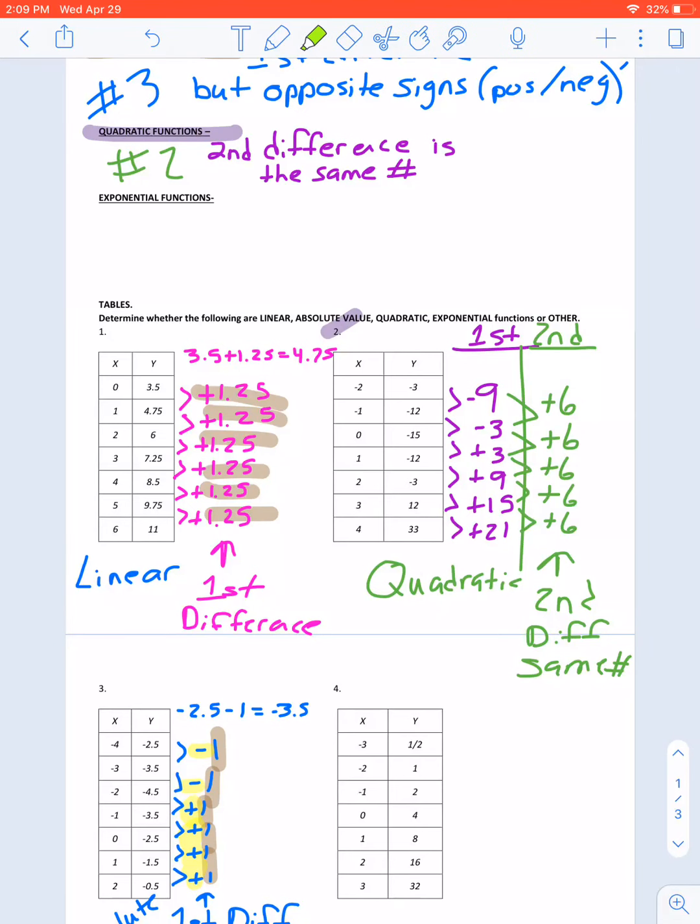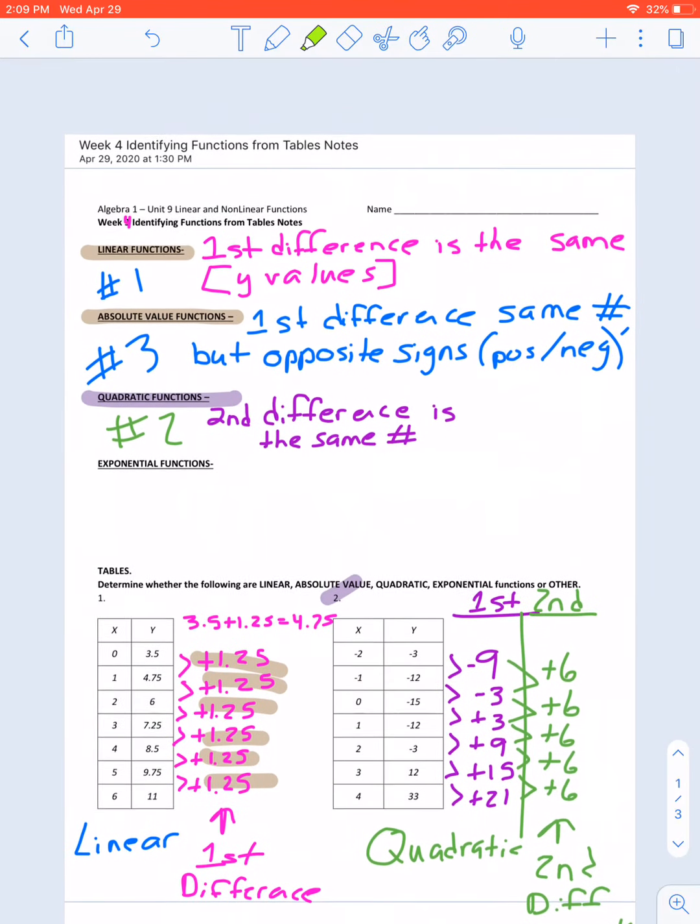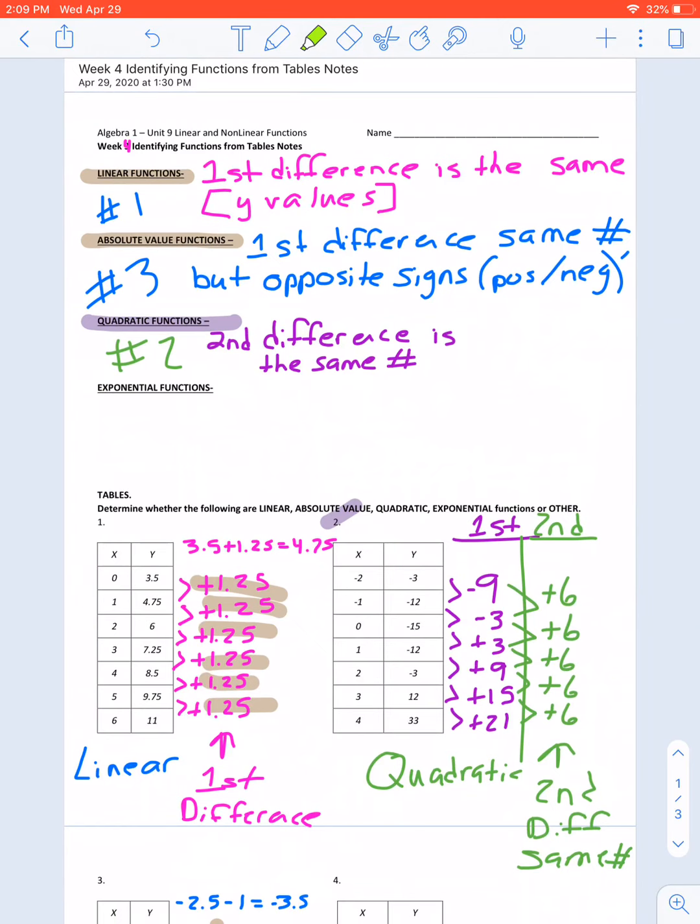Hi guys, welcome to day 3 of week 4, identifying functions from tables of values. On Monday we did linear functions and absolute value functions. They both had to do with the first difference. Then on Tuesday we did quadratic functions. It had to do with the second difference.